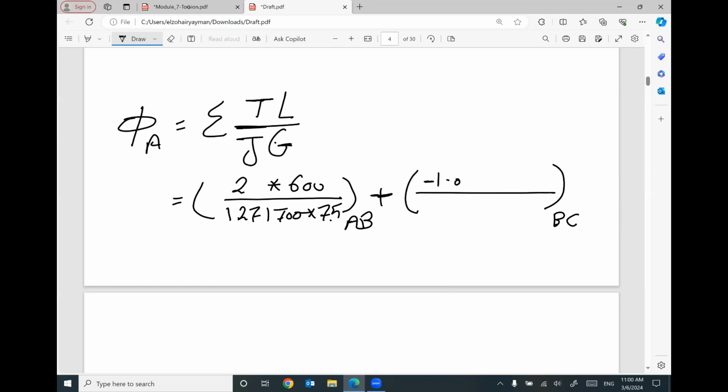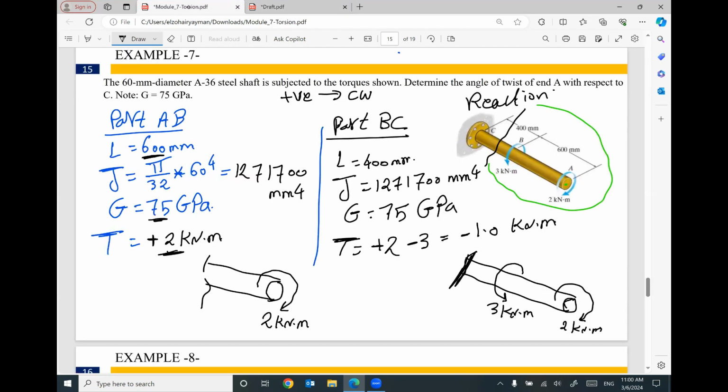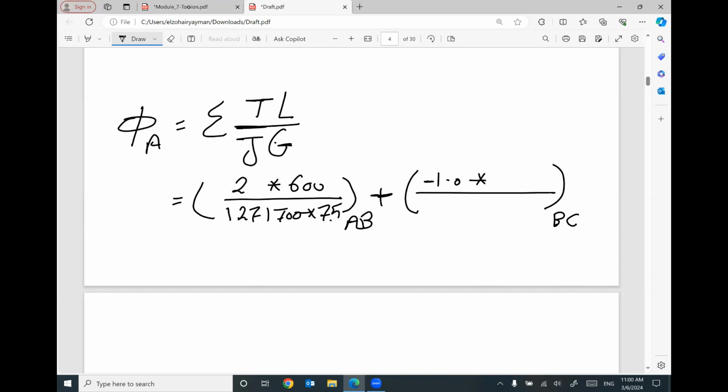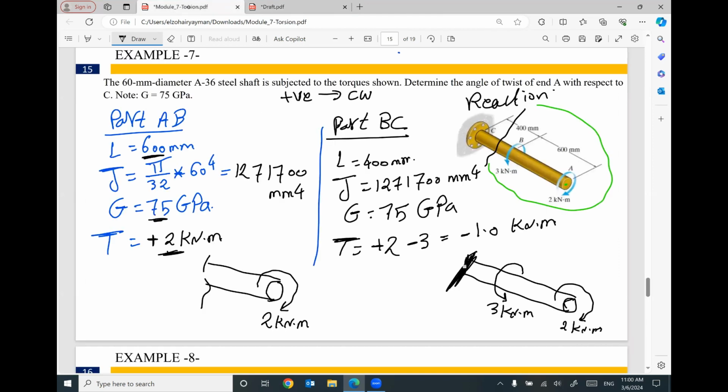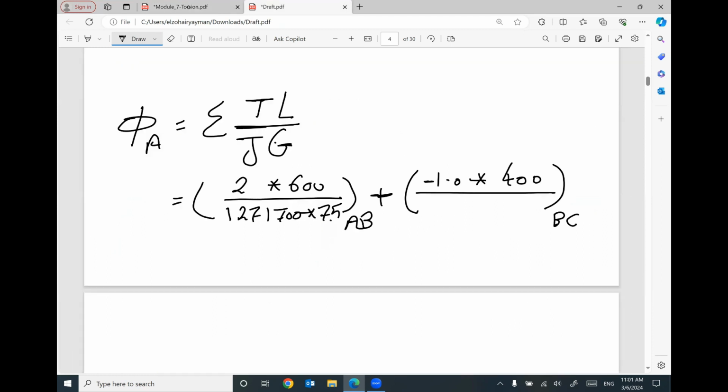Why negative? Because the final result of the applied torque at this cut is negative, because it's rotating counterclockwise. So times the length of this part, which is 400, divided by J, which is the same value, 1,271,700, times the same G, 75.